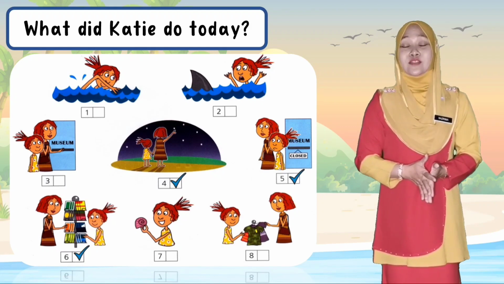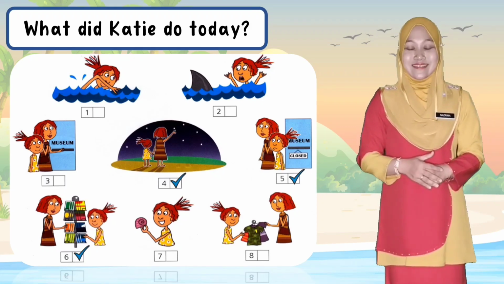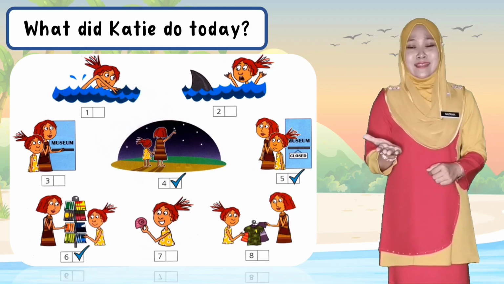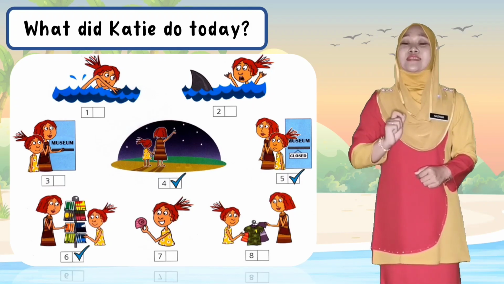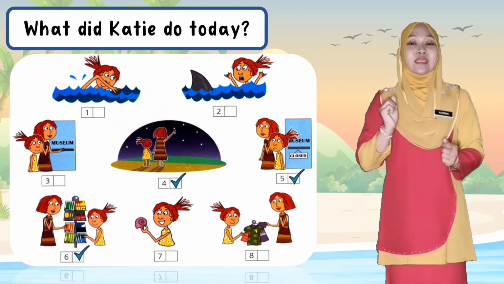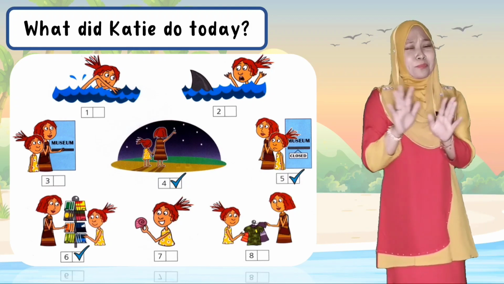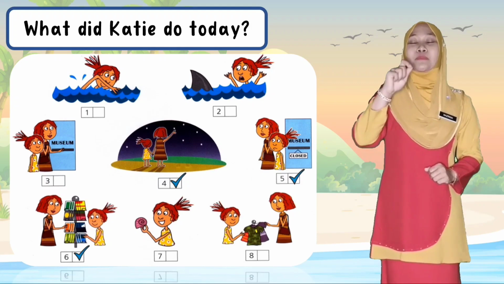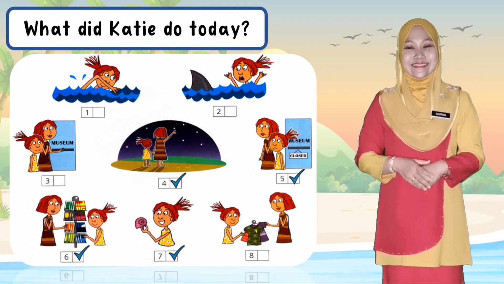Let us move on to picture number 7. What do you think the answer? In the picture, we can see a shell. Yes, the picture is correct picture because in the morning, Katie went to the beach. She found a pretty shell. So we put tick in the box next to number 7.